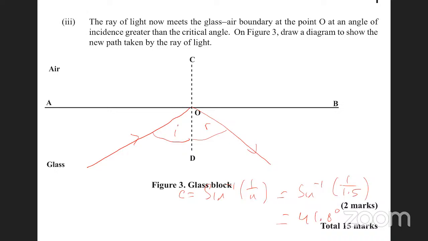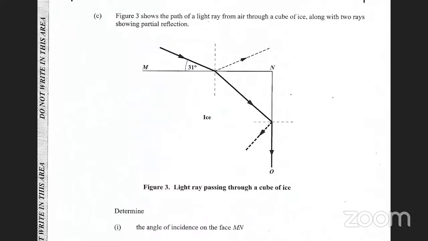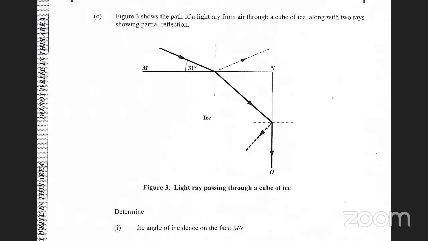Okay, now let's go again. This is June 2021. Right, forget the first part, and there's some definition. So you have a ray of light from air through a cube of ice along two rays. You have partial reflection and so on.